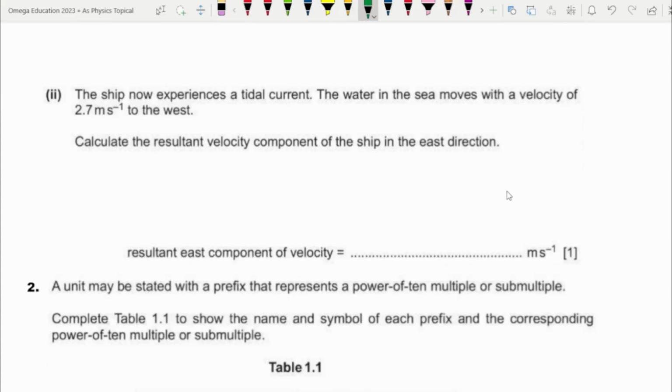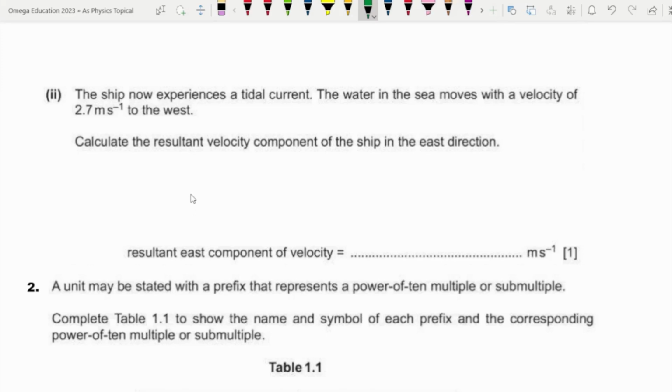The ship now experiences a tidal current. So just like the question of the airplane, they add another vector, which was the wind. In this one they have added the other one, which is the tidal current. The water in the sea moves with a velocity of 2.7 meter per second to the west. Calculate the resultant velocity component of the ship in east direction.